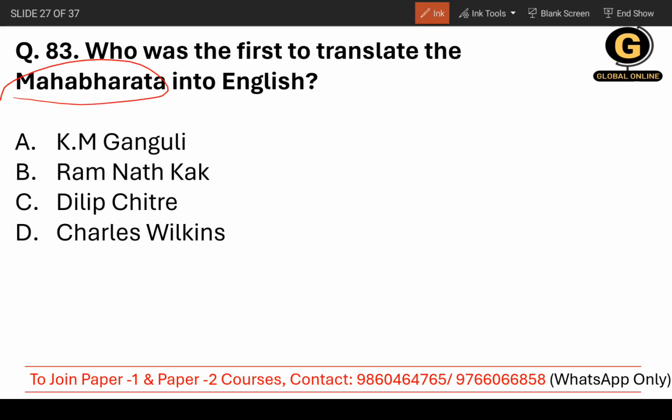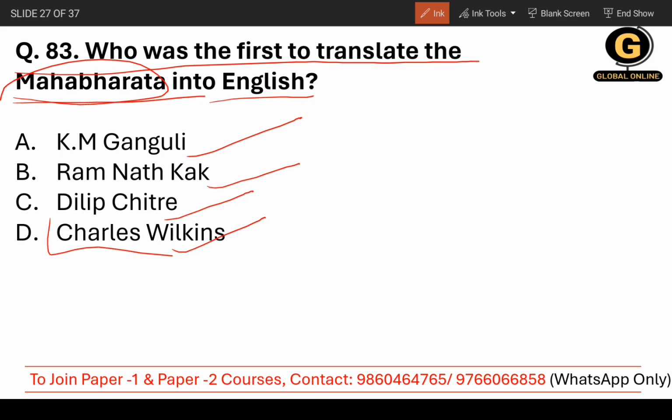I think you should be curious about this question. Who among the following was the first to translate the Mahabharata into English? K.M. Ganguly, Ramnath Kak, Dilip Chitre, or Charles Wilkins. So Charles Wilkins was the first person who translated the Mahabharata into English. Okay, so do understand and do remember this.